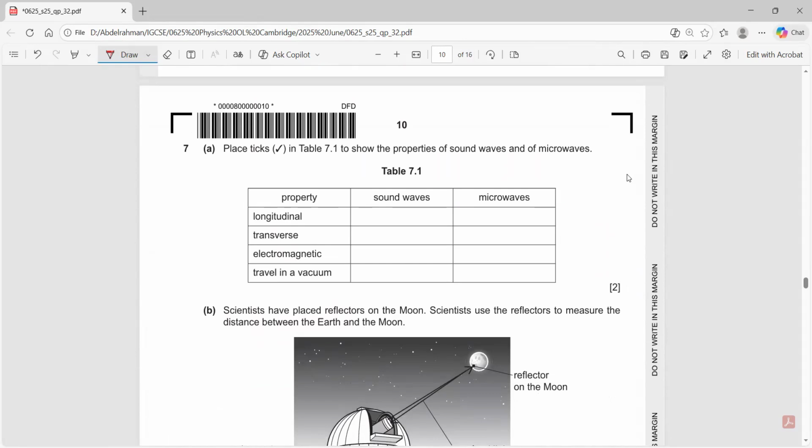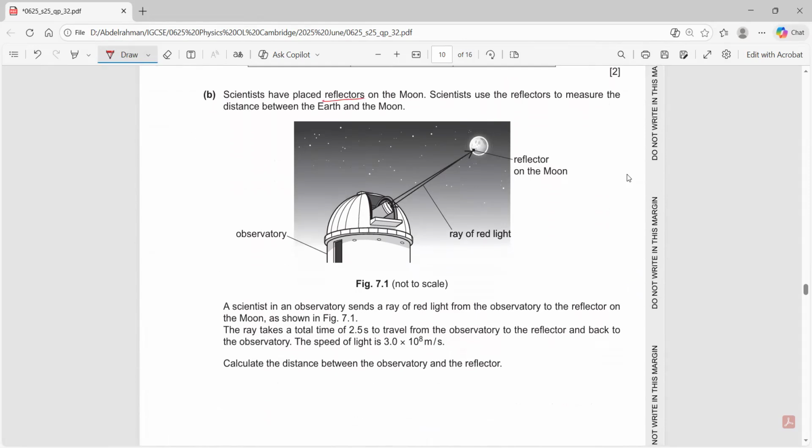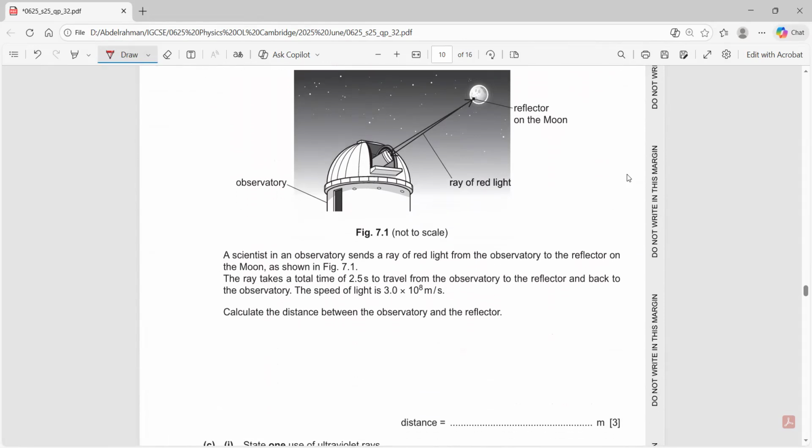Okay, sound waves, aren't they longitudinal? Yes, they are. Microwaves are transverse, they are electromagnetic, and they can travel through a vacuum. Scientists have placed reflectors on the moon. They use these reflectors to measure the distance between Earth and the moon. The ray takes a total time of 2.5 seconds to travel from the lab all the way to the reflector and back to Earth, right?